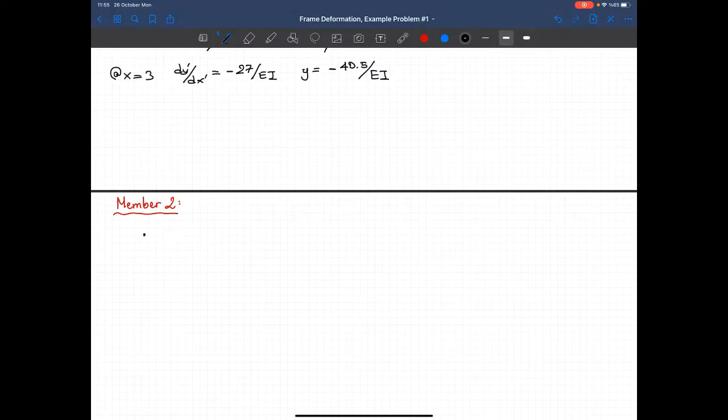So let's draw it again. This is the second member. Its local axes are as follows. That's the x prime. That's the y prime. So let's draw the degrees of freedom. Here I have D1. Here I have D2. D1. D3. And D4.